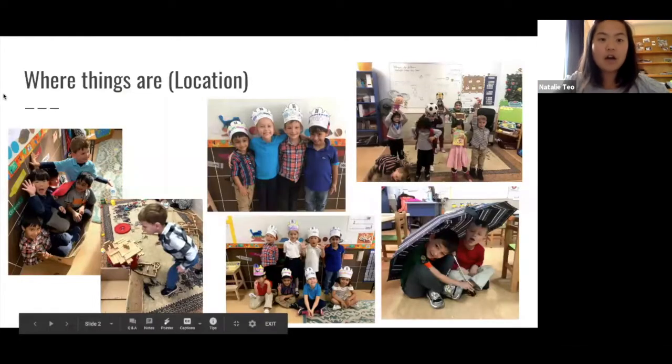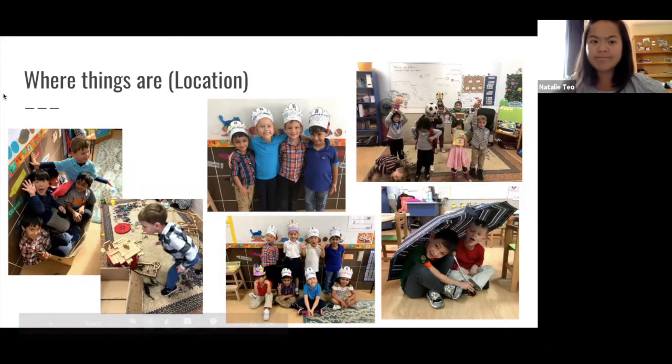So here we've learned where things are, or location. So let's look at some of these pictures and let's think of some of the words that tell us where some things are. For example, let's look over here. What are these friends doing in this box? Are they inside or outside? They are in the box, and Patrick is outside of the box. Okay, so there's in and out.